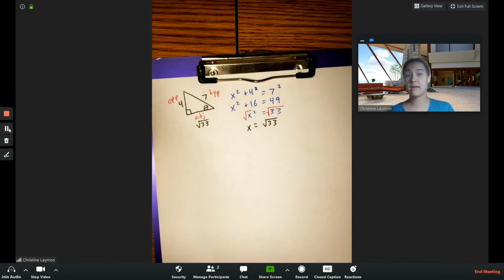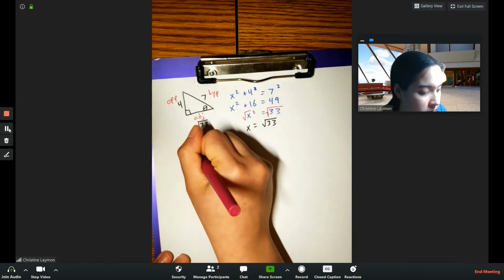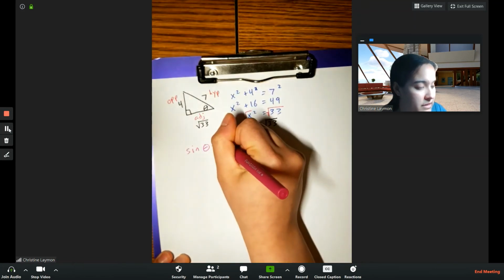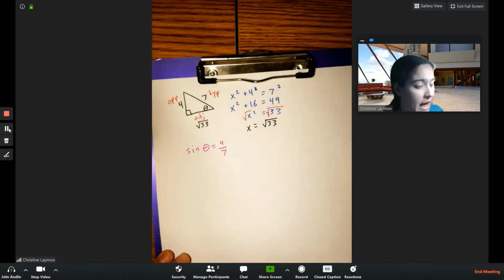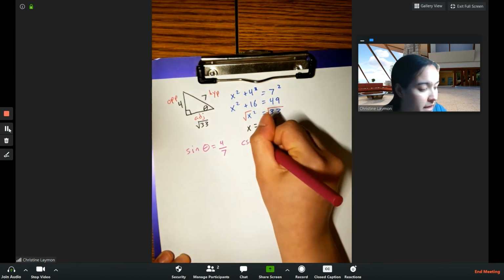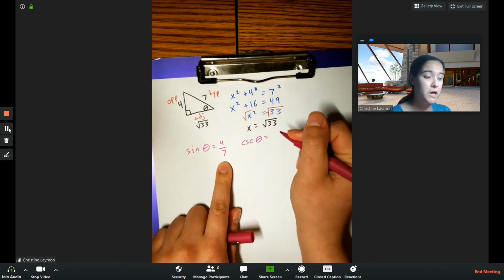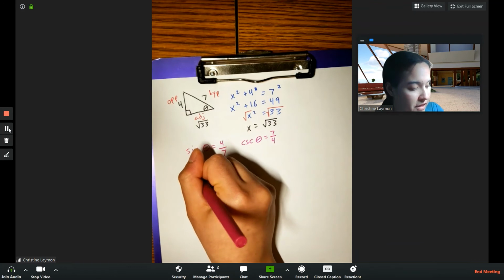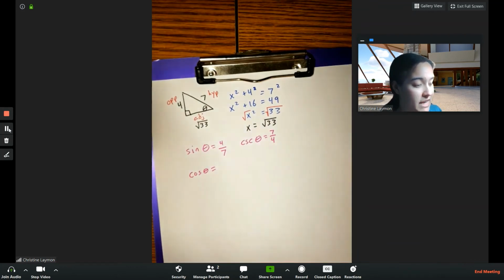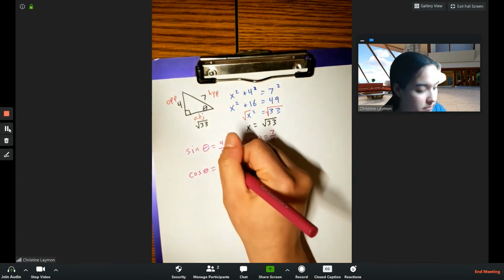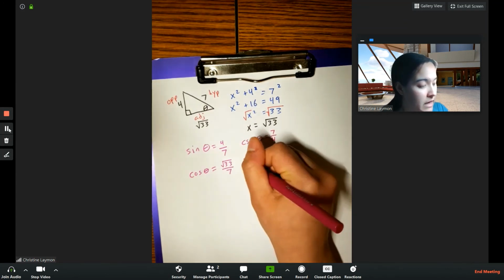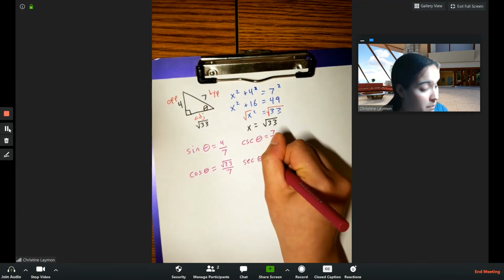And now we're ready to go ahead and actually evaluate those 6 trig functions. So let's start with sine. Sine of theta, opposite over hypotenuse, 4/7. Let's go ahead and take a look at cosecant. Cosecant theta says take the sine, flip it upside down, 7 over 4. Let's do cosine of theta. Adjacent over hypotenuse, root 33 over 7.